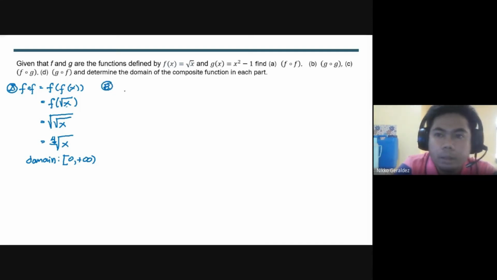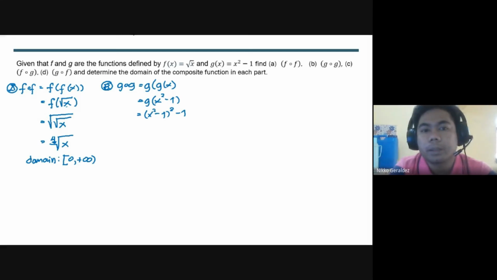Letter B. Any questions? None. g composed of g, so that is g of g of x. So g of x is x squared minus 1. So g times x squared minus 1, then you input it there again, x squared minus 1. So x squared minus 1, squared, minus 1.